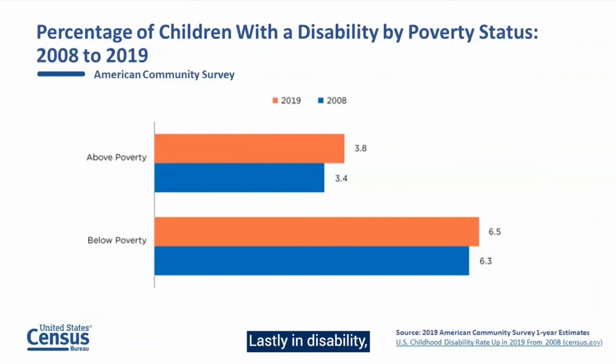Lastly, in disability, and this links together with the previous topic of poverty, in 2019, children living in poverty were more likely to have a disability than children living above the poverty threshold. The difference in the prevalence of disability between children below and above the poverty threshold is noteworthy, and families in poverty tend to have fewer financial resources to care for a child with a disability.